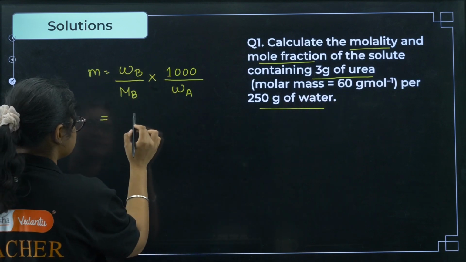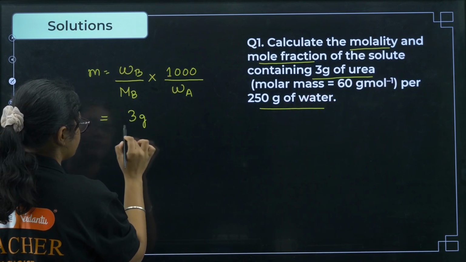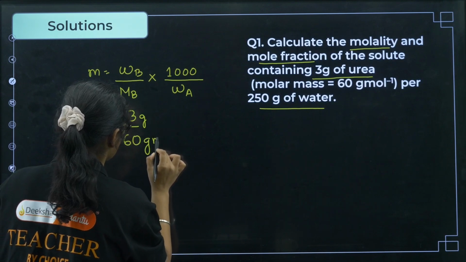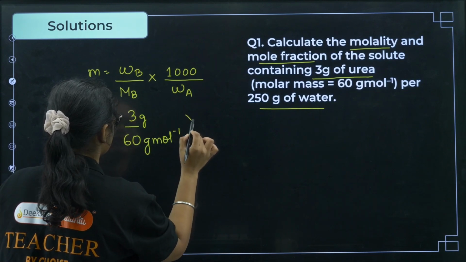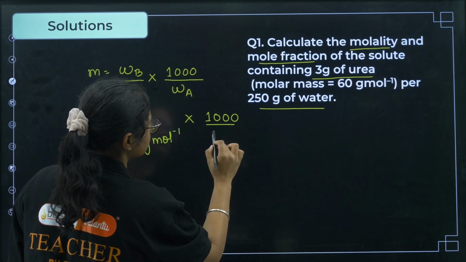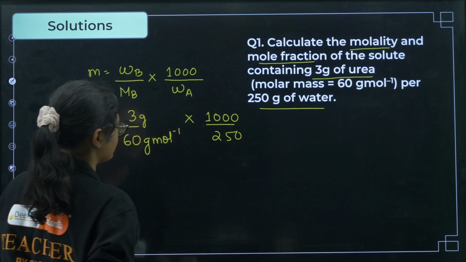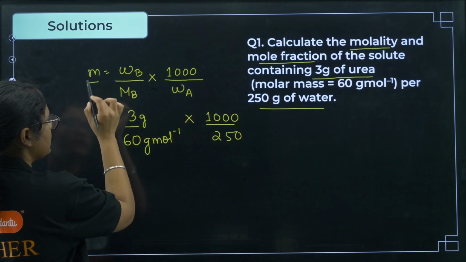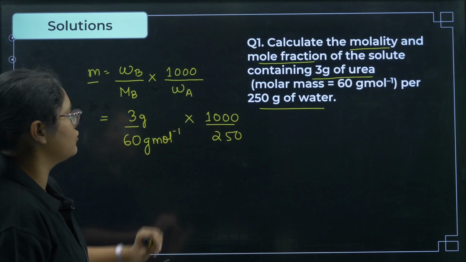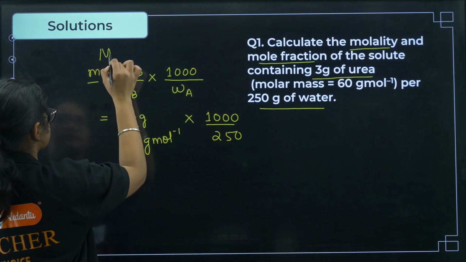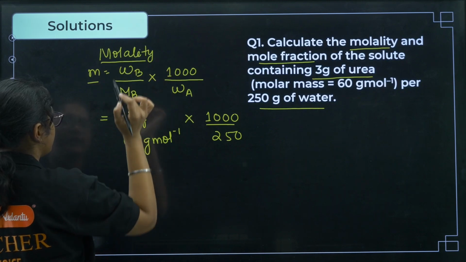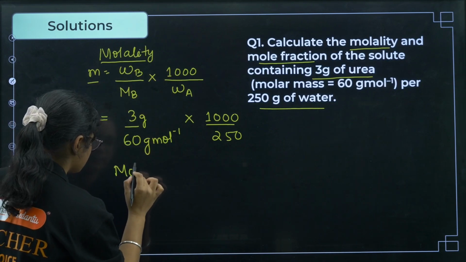3 gram of urea is taken. What is the molar mass of urea? 60 gram per mole, into 1000, divided by the mass of the solvent, that is 250. If you solve this, you will get the molality. Clear? This is about calculation of molality. Next we'll go for mole fraction.